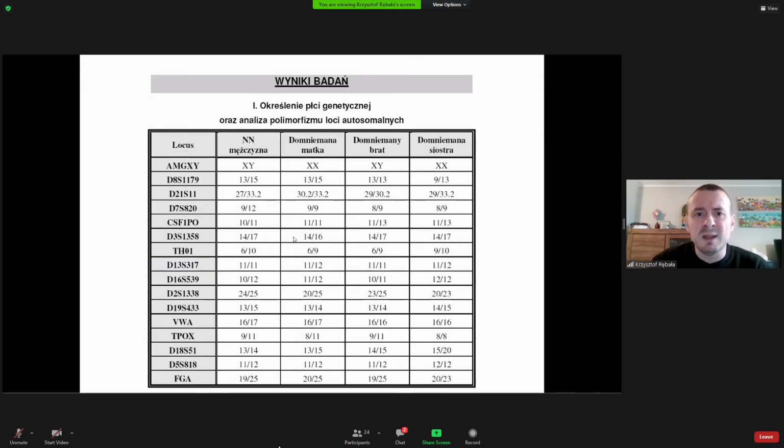We compared the autosomal markers. You can see amelogenin. This is the male, and this is the mother. So this is the mother, the brother, and the sister: putative mother, putative brother, and putative sister. We compared the profiles, and in all the markers tested, the cadaver, the NN, had something in common with the mother, very often with the brother and sister, but of course, it's not obligatory.